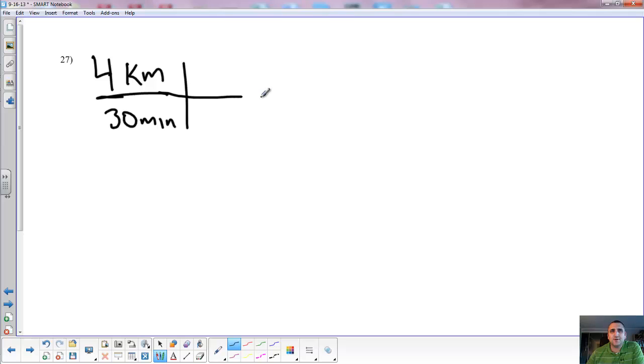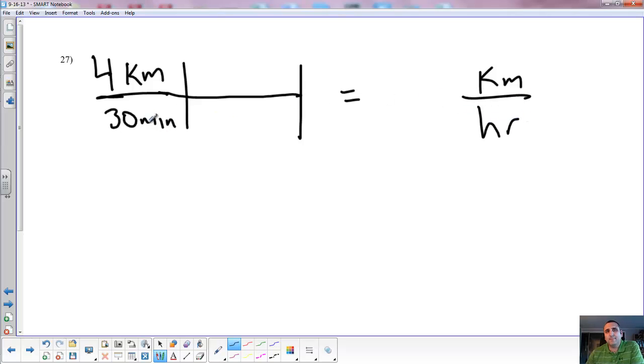And then you set up your goalposts. We're okay with kilometers because we want kilometers per hour. But we know that minutes we want to get rid of. And last time I checked, if you want to get rid of something on the bottom, you got to put it at the top. And if I want to go from minutes to hours, that's exactly what I want. So the question is how many minutes are in an hour. I know 1 hour is 60 minutes. So 4 times 60 divided by 30 gives us 8 kilometers per hour.